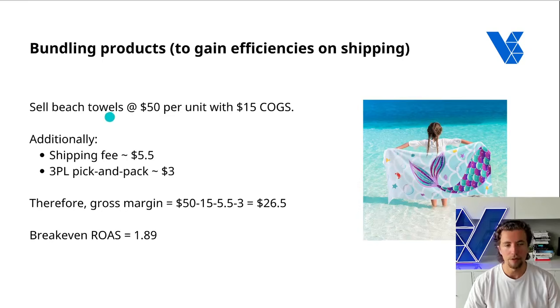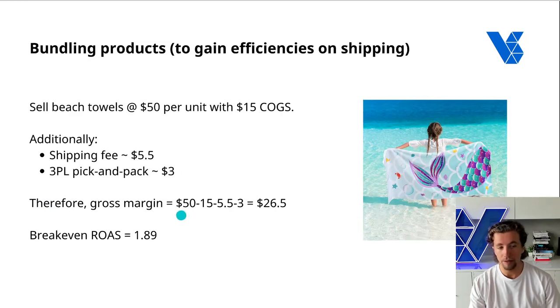So let's say that you sell beach towels at $50 per unit and you have a cost of goods sold of $15. Additionally, you have $5.50 of shipping fees and $3 in 3PL pick and pack fees. Therefore, your gross margin is 50 minus 15 minus 5.5 minus 3, which comes out to 26.50. Meaning your break-even ROAS is a 1.89.